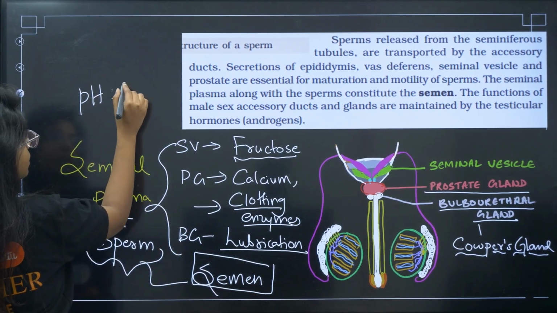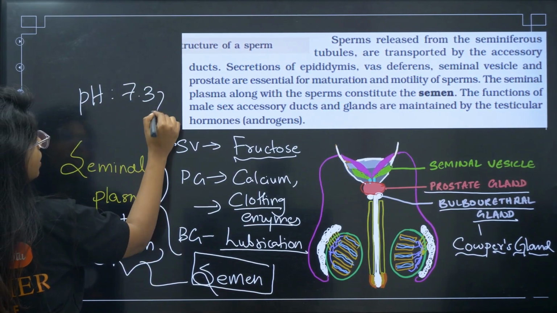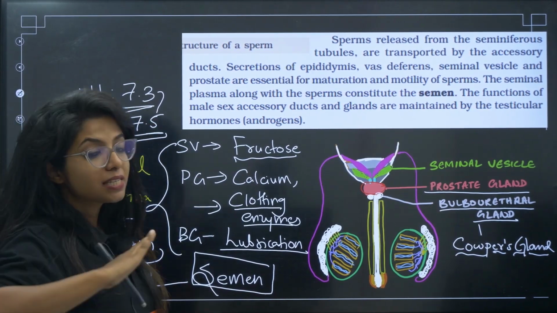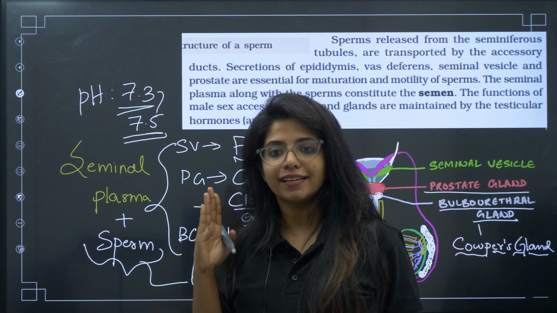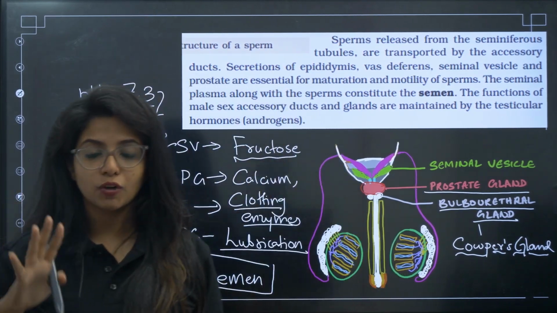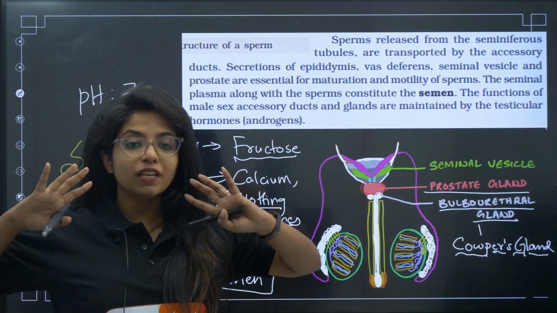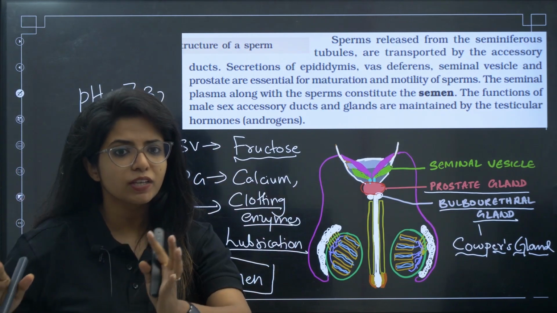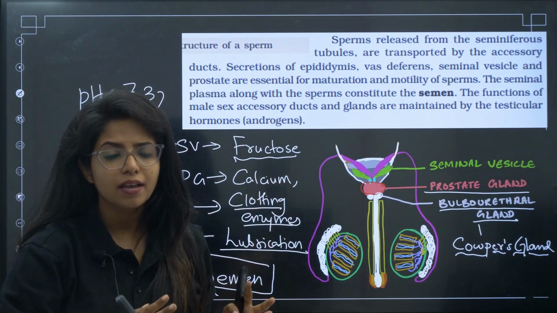The pH of semen is almost 7.3 to 7.5. Okay, it is alkaline. So in acidic pH the sperm cannot survive. Basically, when it enters the female body, the environment will be acidic, so that it can kill any germs that could enter the genital organ.